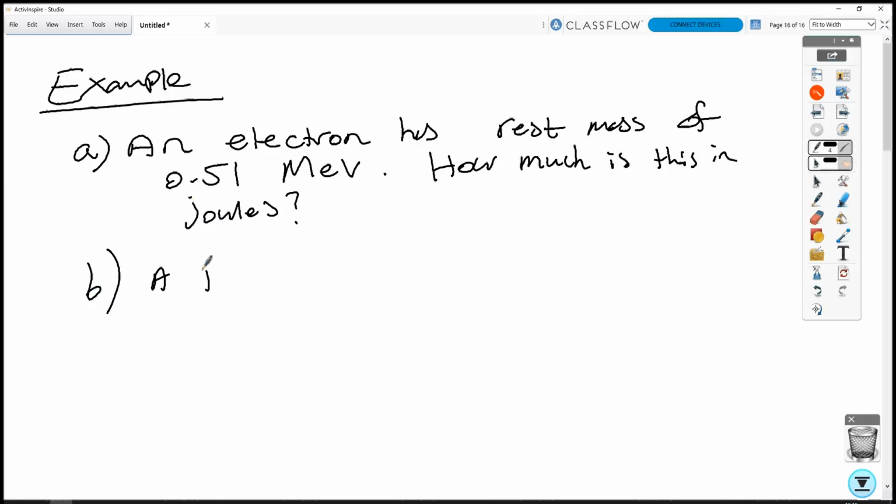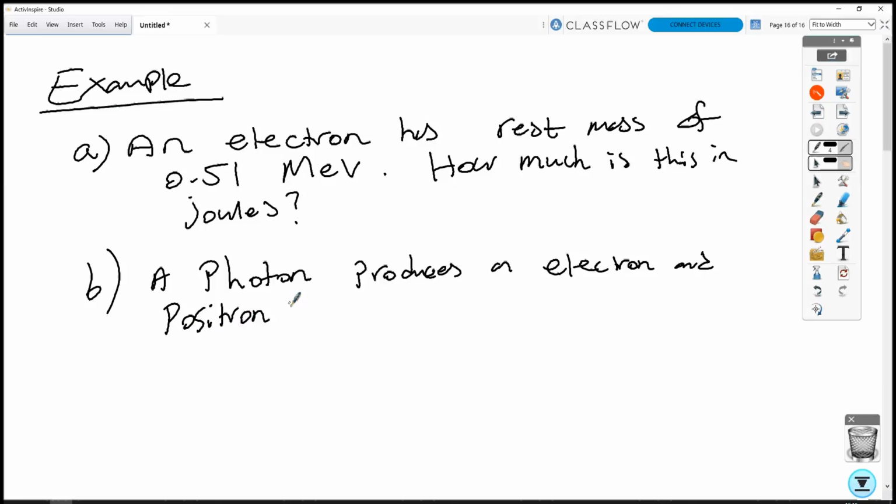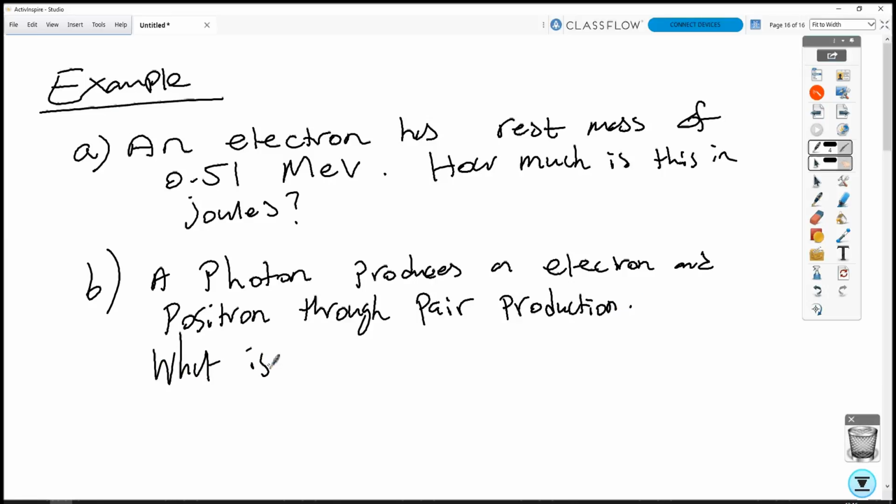B, a photon produces an electron and positron through pair production. What is the minimum energy in MeV?